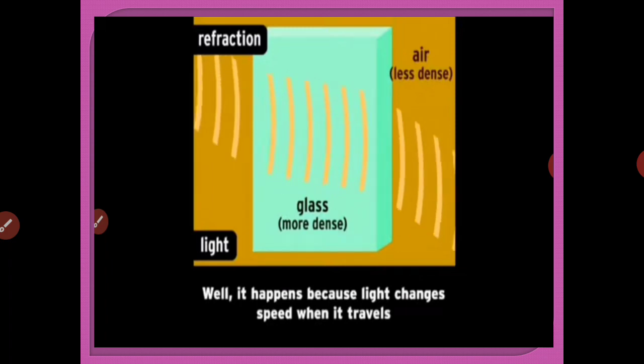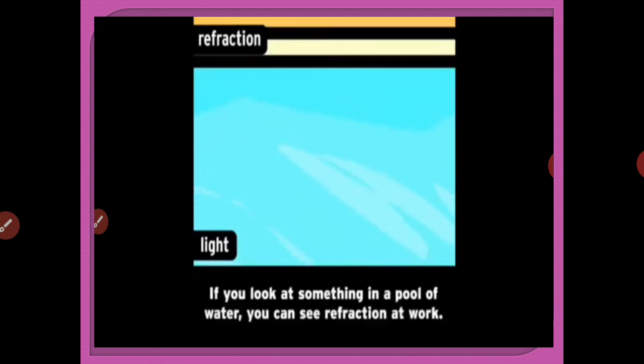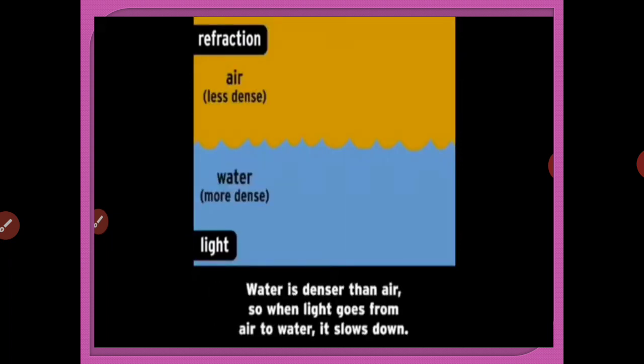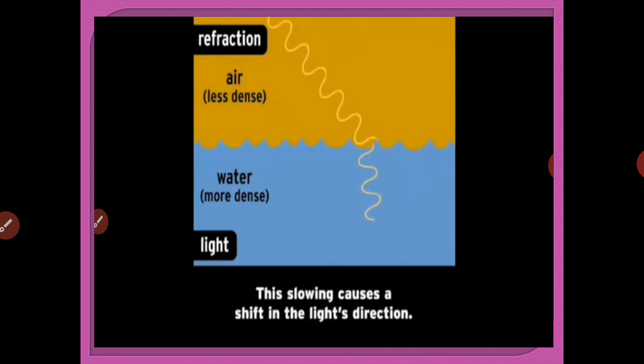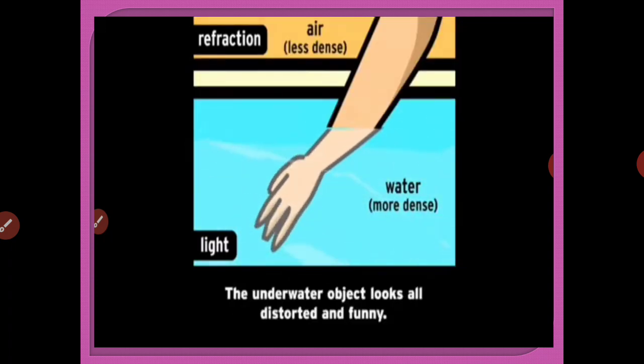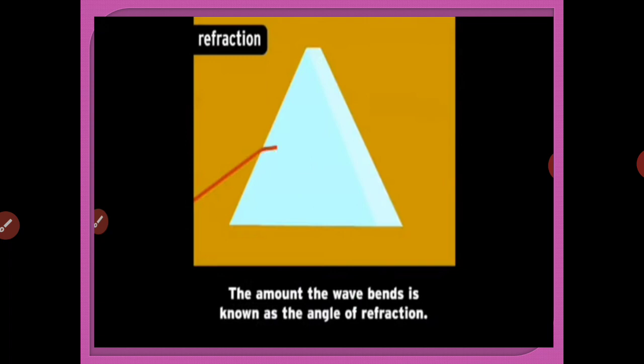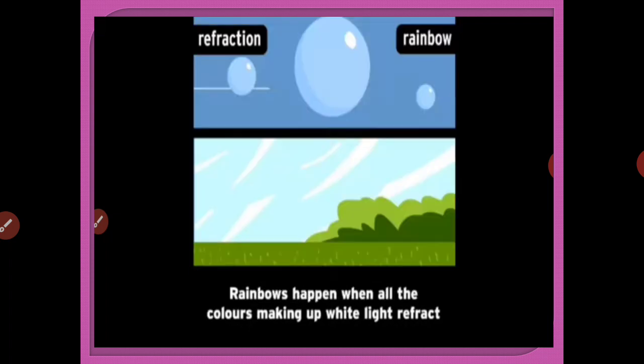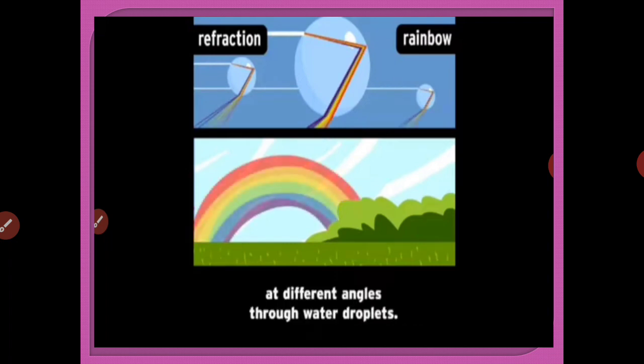Well, it happens because light changes speed when it travels between materials of different densities. If you look at something in a pool of water, you can see refraction at work. Water is denser than air, so when light goes from air to water, it slows down. This slowing causes a shift in the light's direction. The underwater object looks all distorted and funny. The amount the wave bends is known as the angle of refraction. Different colours of light have different angles of refraction. Rainbows happen when all the colours making up white light refract at different angles through water droplets.